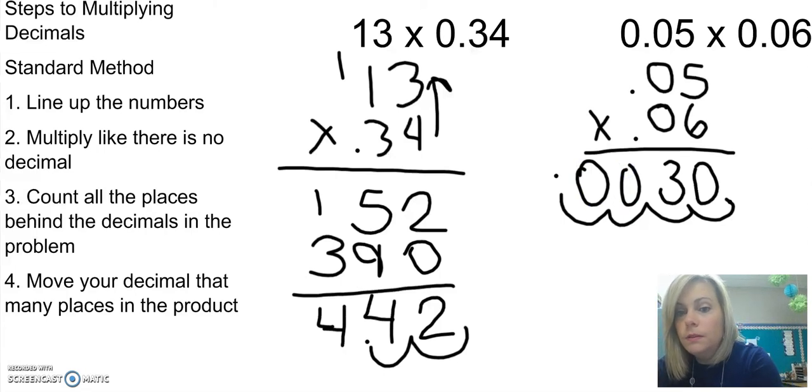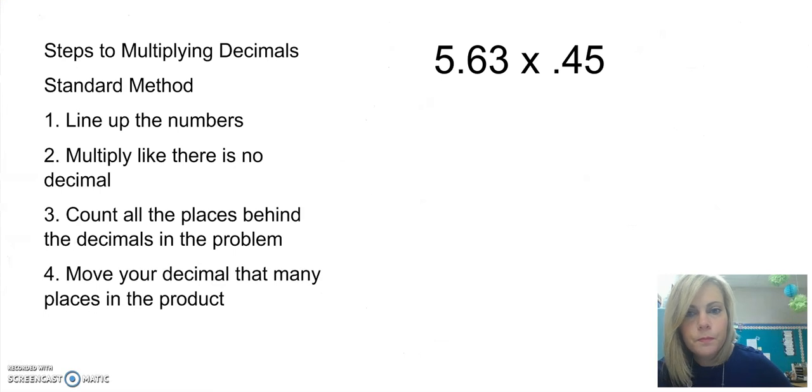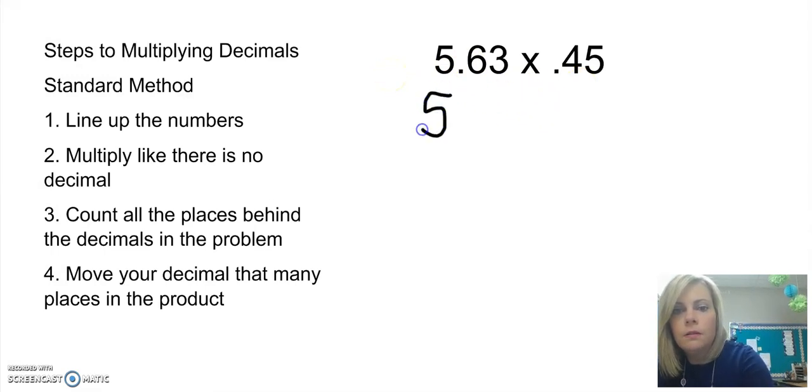So that is our answer. All right? Decimal 0, 0, 3, 0. All right, I think we have a couple more to try just to show you all the different types that you might run into on our assessment. So this one is a mixed number multiplied by a decimal. And again, we're just going to line them up.